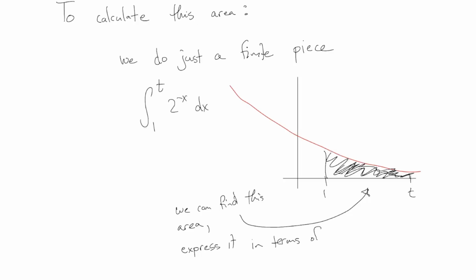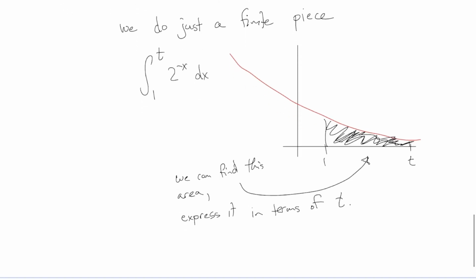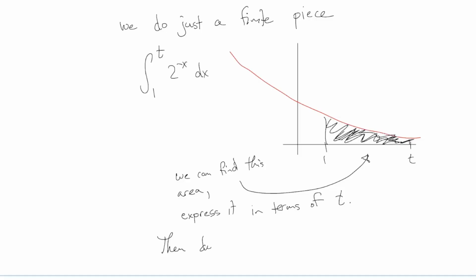in terms of t. We imagine that t is a constant when we're finding the area, but then our answer for what that area is will depend on t, and then we can do the limit as t goes to infinity of that. So we find this area, express it in terms of t, and then take the limit as t goes to infinity. And what that represents is what it would look like if you had this area, but the t was all the way out to the right.